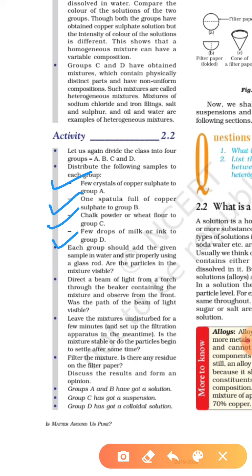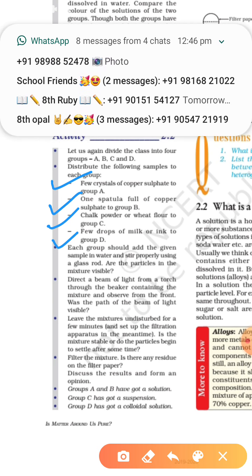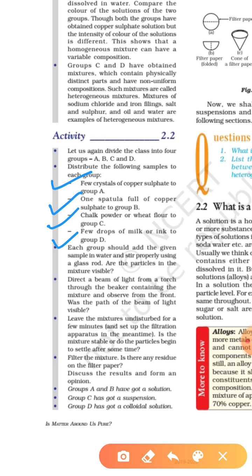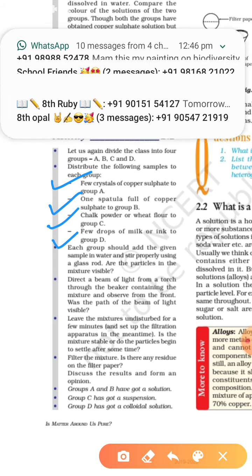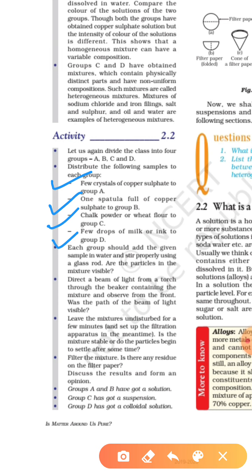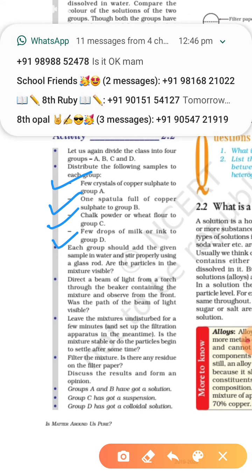Then you have to take a beam of light. You can take a torch for that. Pass the beam of light of the torch into the beaker which contains the mixture, and observe from the front. Then see whether the path of the beam of light was visible. In earlier videos I told you the properties of mixtures, heterogeneous and homogeneous. What are the properties of these two? On the basis of these we will discuss here.